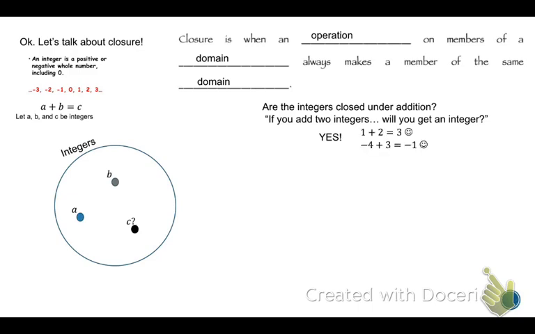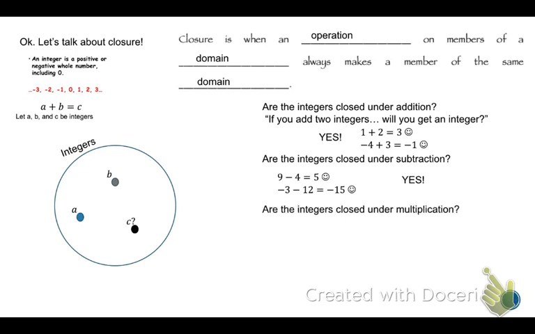Let's check for subtraction. So are the integers closed under subtraction? So if you subtract two integers, will you get an integer? Well, this is very similar to the addition one. So if you had like 9 minus 4, that would get you 5. Negative 3 minus 12, that would get you negative 15. You could do that with any integer. Get as big as you want, as small as you want. You'll always get an integer. So are they closed under subtraction? Yes.